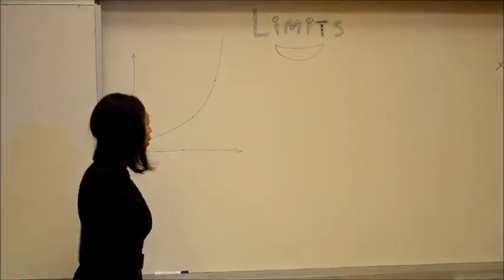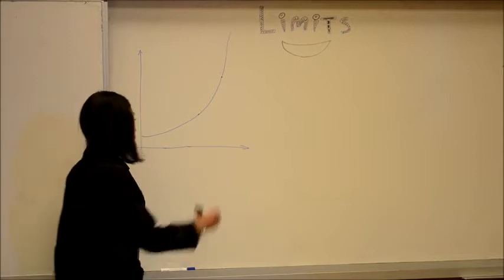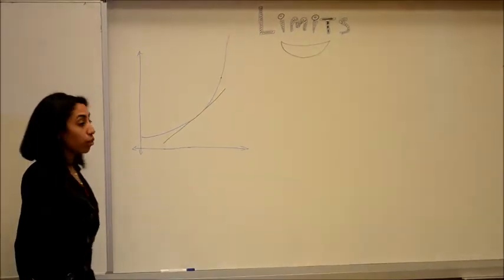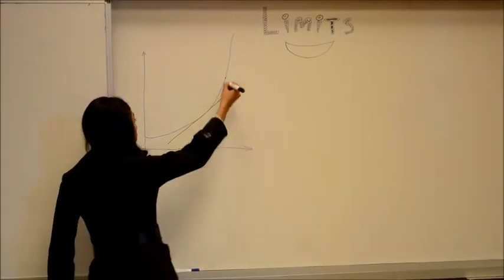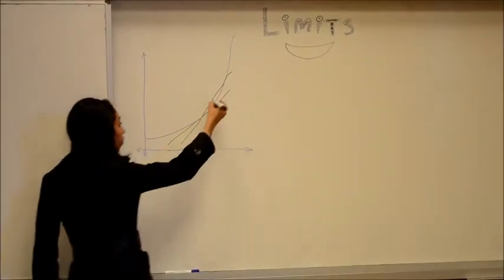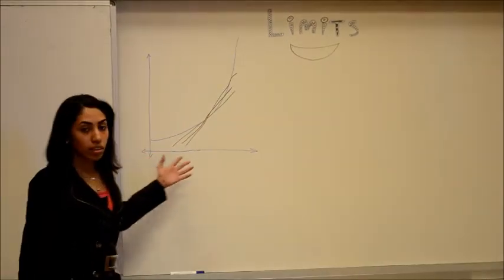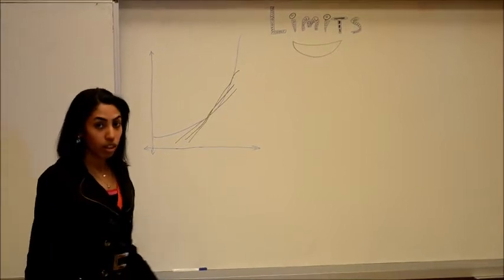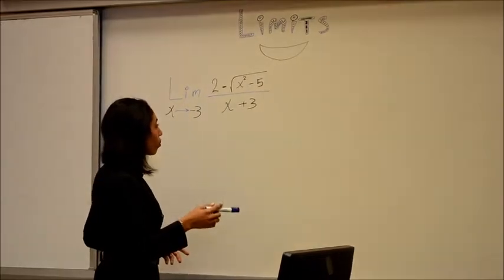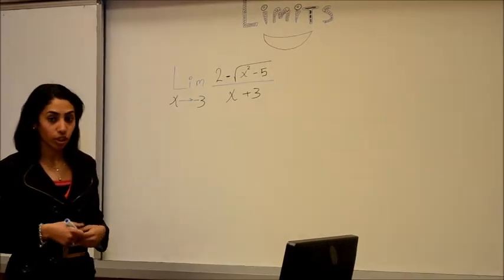Hey everybody, so today we're going to talk a little about the limits. So briefly, the limit is the slope of the tangent that passes through a particular point on a curve, and we approximate that tangent by secant lines that pass through the same point. And as the secant gets closer to the tangent, the slope of the secant gets closer to the slope of the tangent. And we get the function equal to (2 minus square root of x squared minus 5) over (x plus 3). So we can solve this by multiplying by the conjugate.